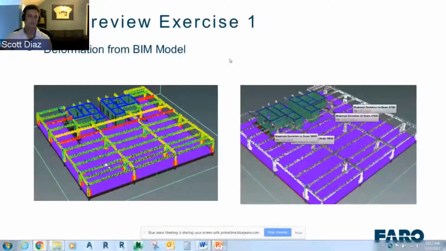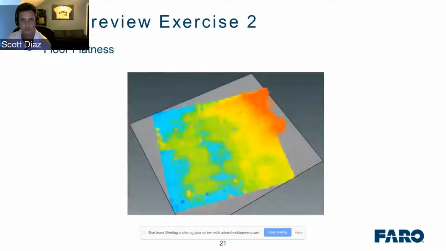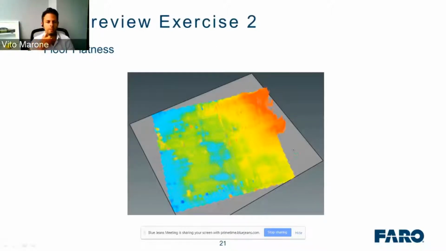Okay, cool. So then moving on to the second exercise, and again, these are areas where we felt like the software could be applied, but we're also looking for your ideas as well. The second one would be something like floor flatness or floor wall plumbness. So Vito, if you want to introduce that. Yeah, so you can go ahead and play the video.